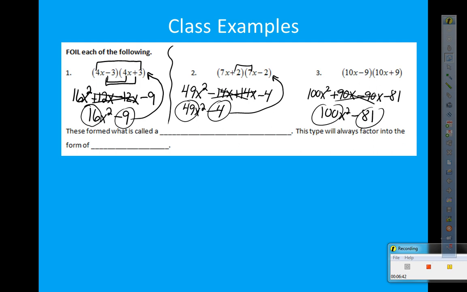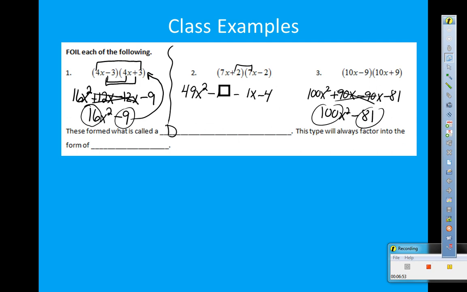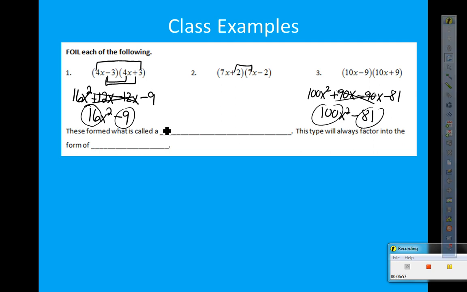So let me tell you what these stand for. These form what is called a difference. Let me clean up my mess a little bit here so you can see this better. These form what we call a difference of squares. This type will always factor into the form of something that looks like 2 parentheses with a plus and a minus.